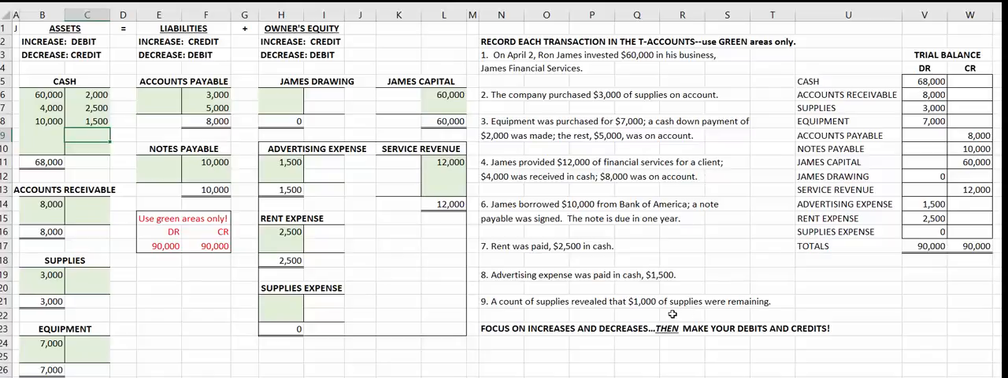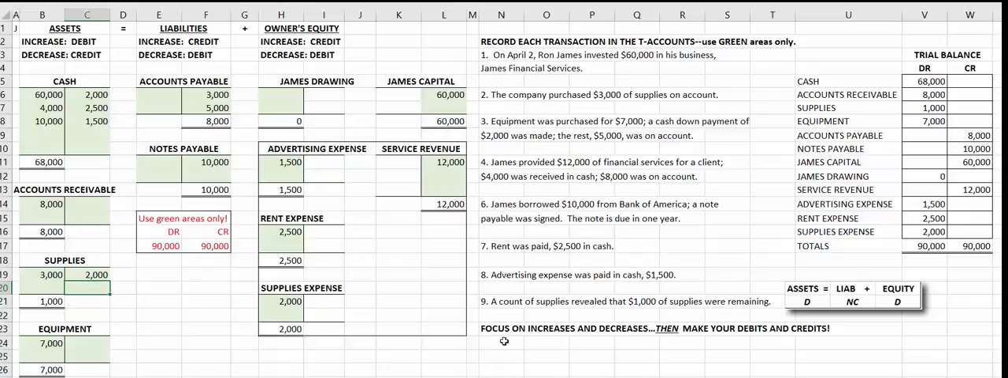And finally, we have some supplies here. We bought originally $3,000 of supplies, but when we count them, there are only $1,000 left. How much did we use up? We must have used up $2,000 of supplies, and we record supplies expense, debit side $2,000, credit your supplies $2,000, and notice that the ending balance on the supplies is correct at $1,000.